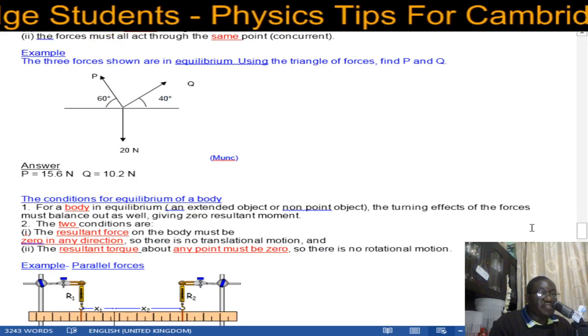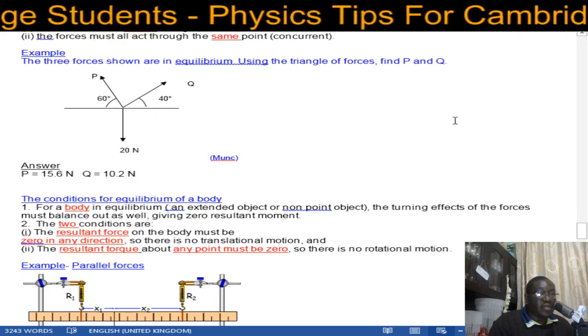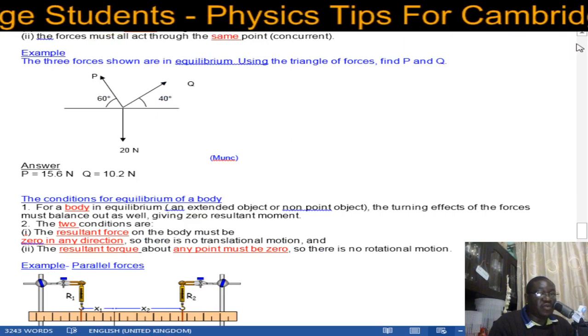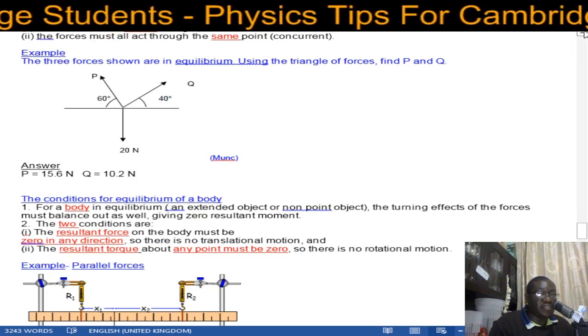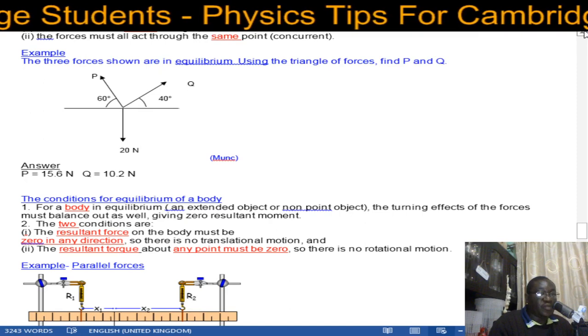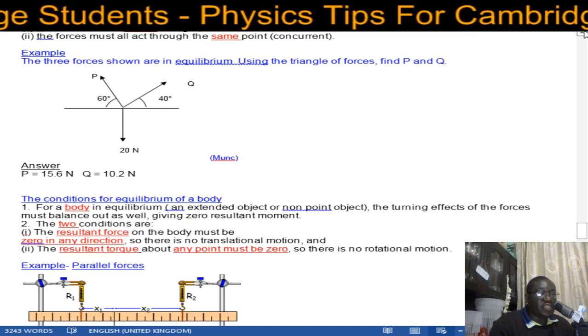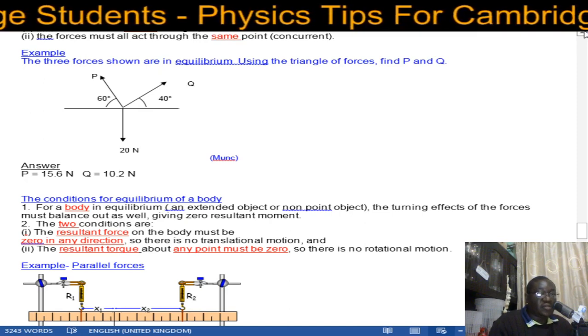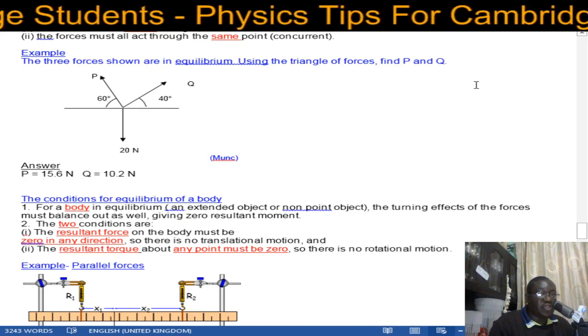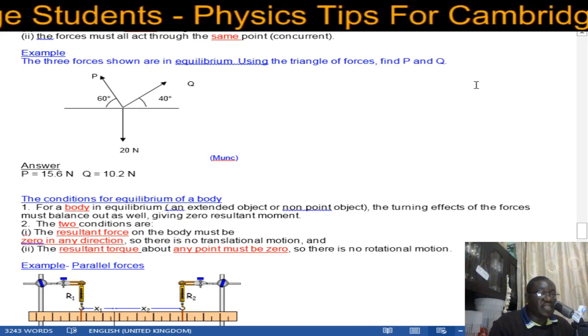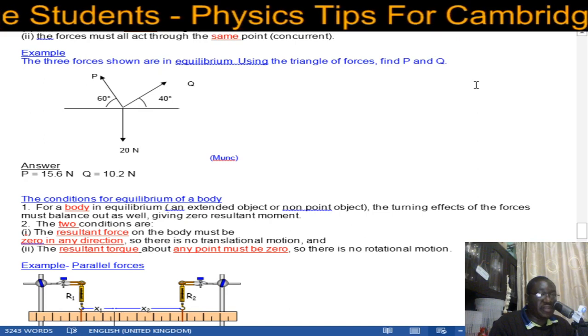Now, I'm going to end the video here, and then I'll do the example of the coplanar forces in the next video, and then we do conditions for equilibrium. So the last video is going to be a short one, just looking at examples as well as conditions for equilibrium.